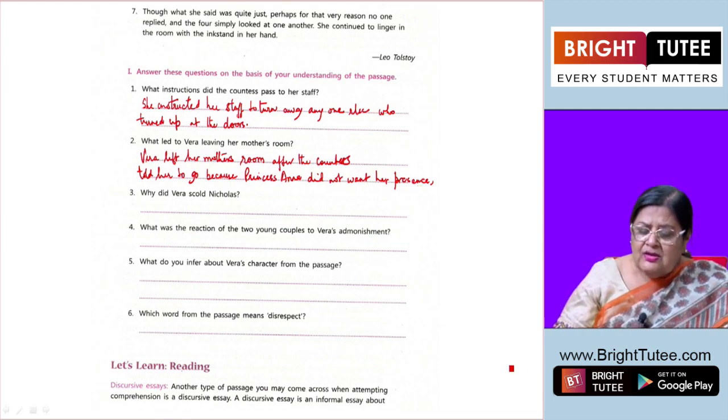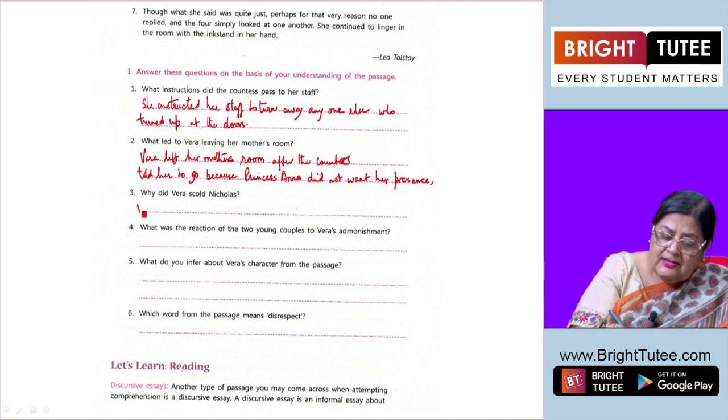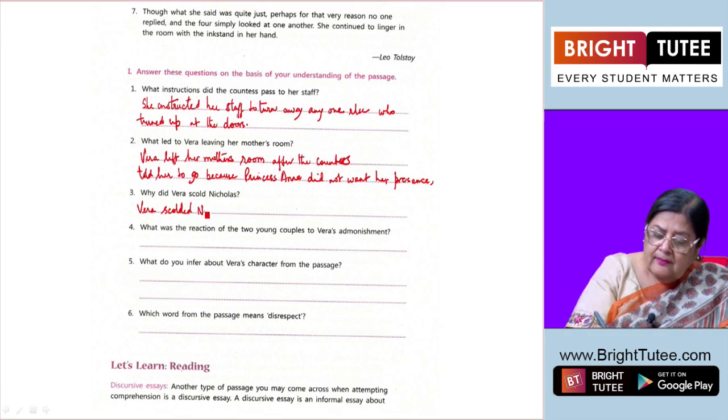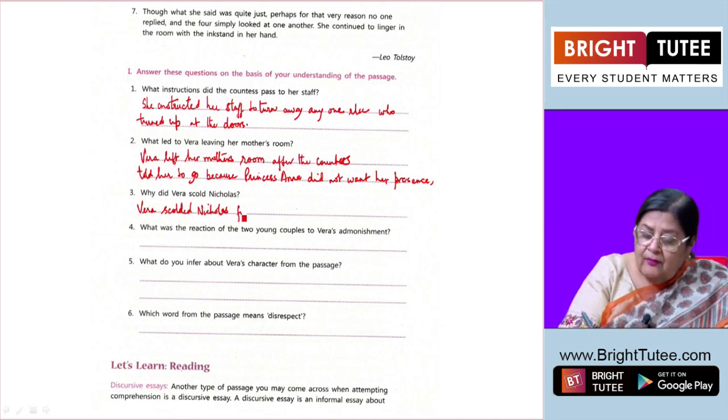Why did Vera scold Nicholas? Vera scolded Nicholas for he had taken her things.